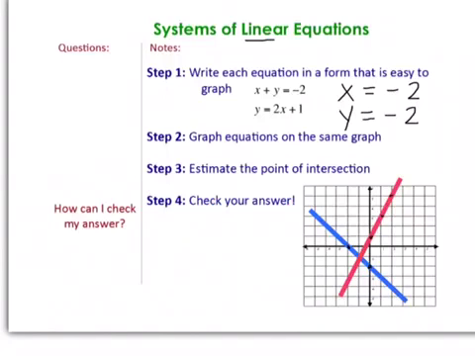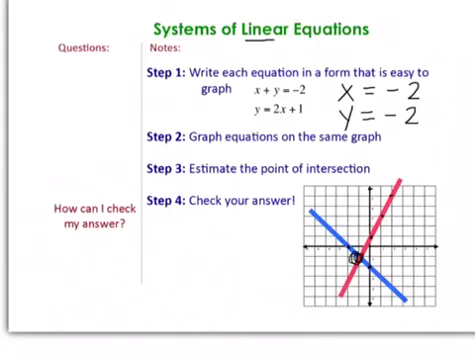So step 1, write each equation in a form that's easy to graph. I did that. Step 2, graph equations on the same graph. I did that. Now step 3 says estimate the point of intersection. If I look at those two lines, and they're kind of thick, where does it look like these lines cross each other? Right here at -1, -1, it looks like they cross.